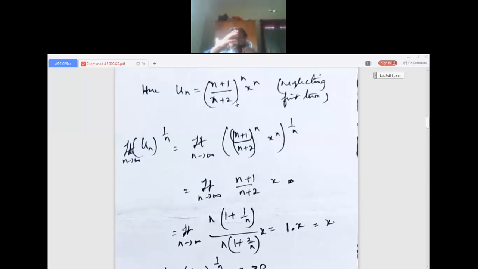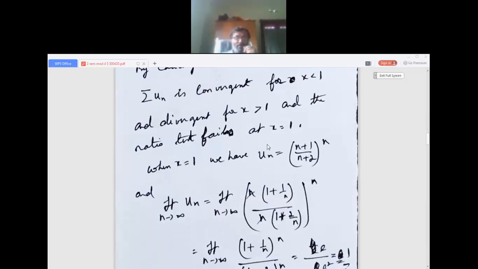un is (n plus 1 by n plus 2) whole power n into x. But put x equals 1. 1 power n is 1. So we get un is equal to (n plus 1 by n plus 2) power n. To use the necessary conditions, at the beginning of this concept, before Cauchy's root test and before D'Alembert's ratio test, I gave a necessary condition and solved 2 or 3 problems in that. So in order, we use that necessary condition.